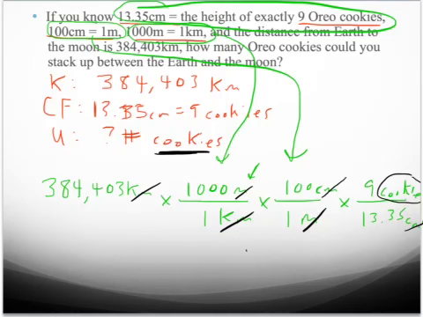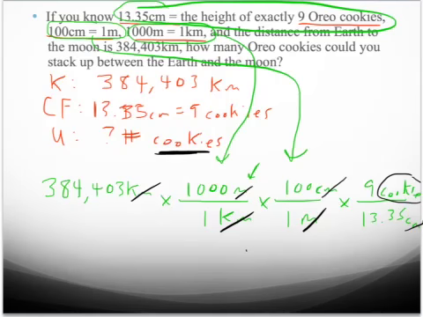So we'd start with 384,403 kilometers. We're going to multiply that by 1,000. And then we're going to multiply that number by 100, and then we're going to multiply that number by 9. So if you want to, you could multiply all the numbers on top first. If you did that, you'd get a really big number, 34596270000. Now, you also need to divide that number by the numbers in the denominator.